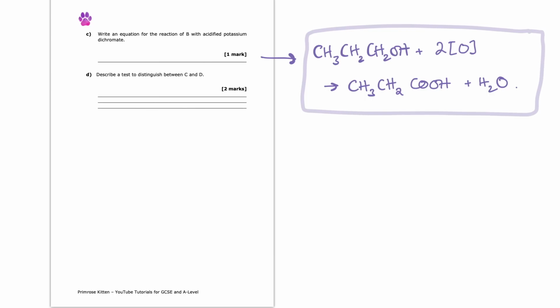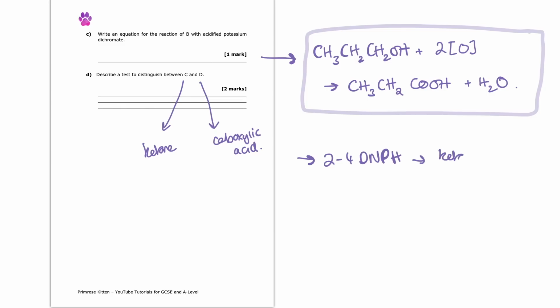Finally, for D, they want us to describe a test to distinguish between C and D. So that means they want us to distinguish between a ketone and a carboxylic acid. And a great test for this one would be the 2,4-DNPH test. Because what that test will do is when we have a ketone present, we would get a nice orange-red precipitate formed. And when we carry out the exact same test for carboxylic acid, we wouldn't see this. So this here is going to be our test result, okay? So we're going to use 2,4-DNPH, and for a ketone, we will get an orange-red precipitate. Perfect. So let's have a look now at the next question.